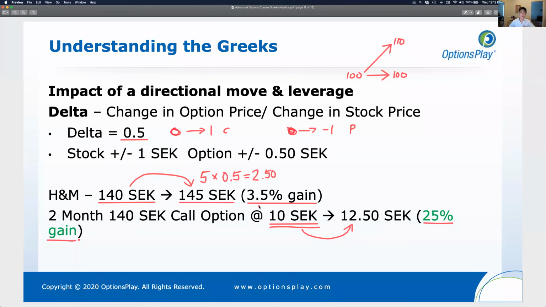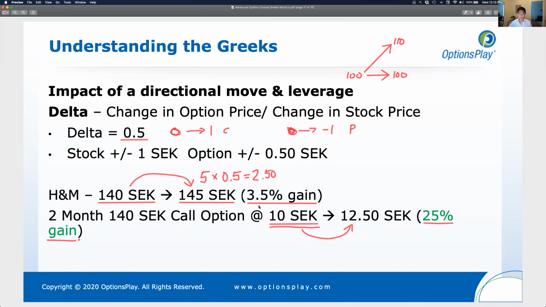So no matter what happens, even if H&M goes down to 0, I'm only risking 7% of the underlying stock price. But if I get the direction correct, I've leveraged my capital, because instead of making a 3.5% return on the stock, I can make a 25% return on the option. Does that make sense to everyone? What delta measures and how we can utilize this? So please type 7 into the chat window if this makes sense to you.